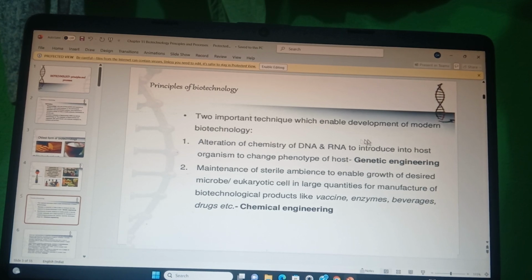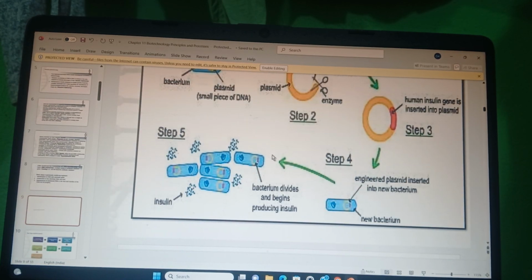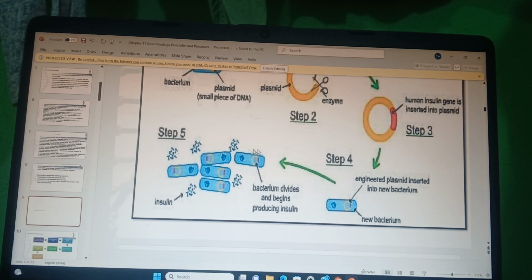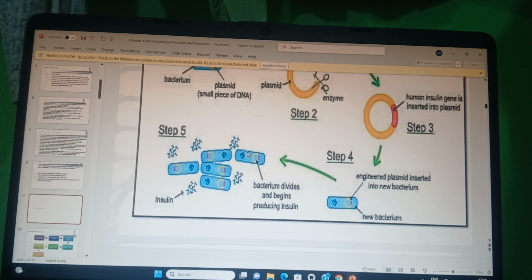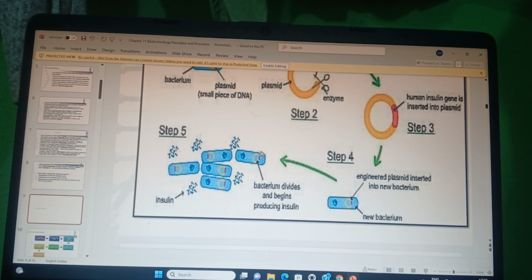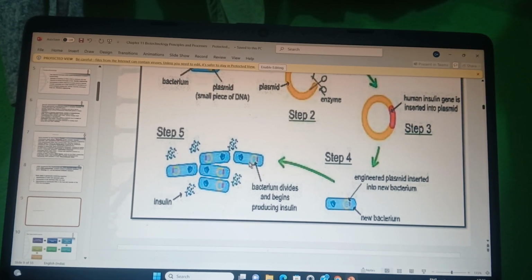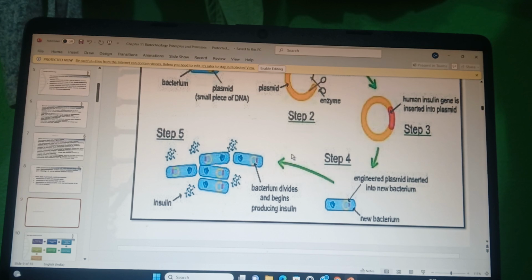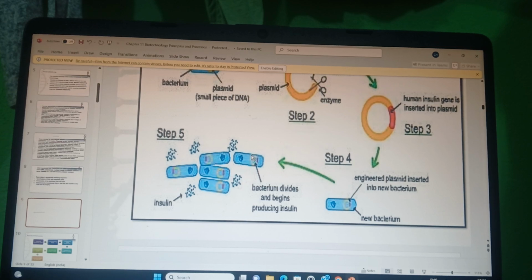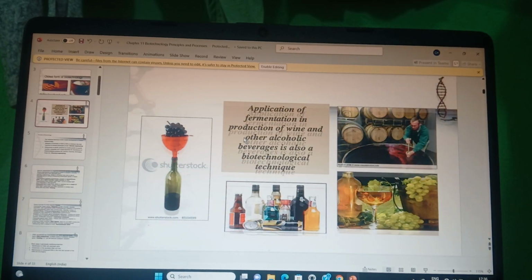Genetic engineering is to alter the DNA and RNA of the host organism. If we go to a picture, suppose this is a bacteria, this is the host organism. This bacteria has its own DNA. But if we incorporate foreign DNA inside the bacteria, then what happens? The DNA or genome of the bacteria will be changed. When DNA is changed, RNA formed from DNA by the process of transcription will also change. So the DNA and RNA of this bacteria will be changed. This is known as genetic engineering.